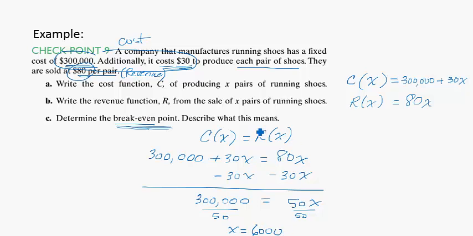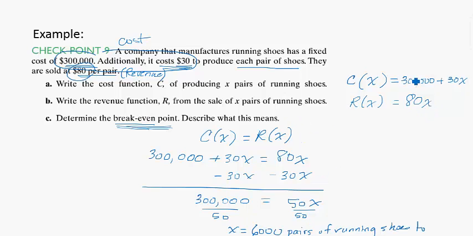Okay, so let's talk about that. So the break-even point, let's go ahead and find that ordered pair. So x is the number of pairs of running shoes, 6,000. And this is when we would break even. So to break even, we'd have to make 6,000 pairs of running shoes and sell 6,000 pairs of running shoes in order for us to break even.